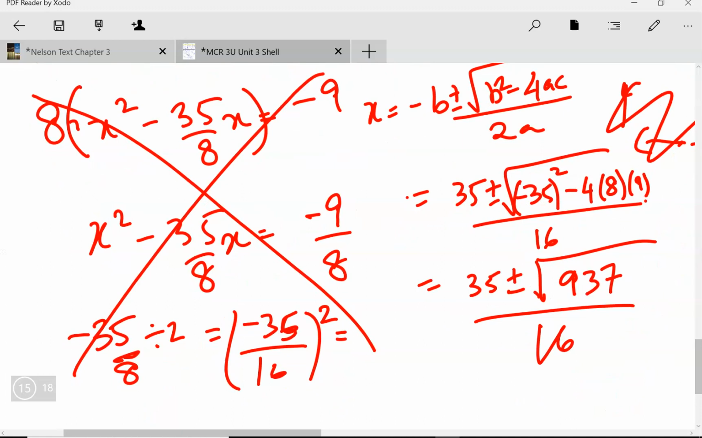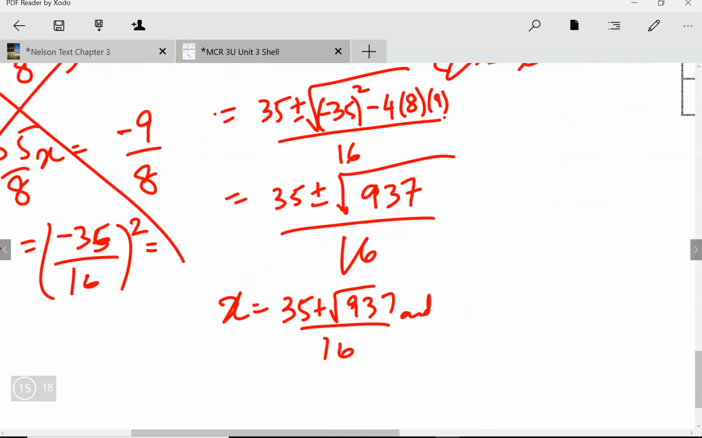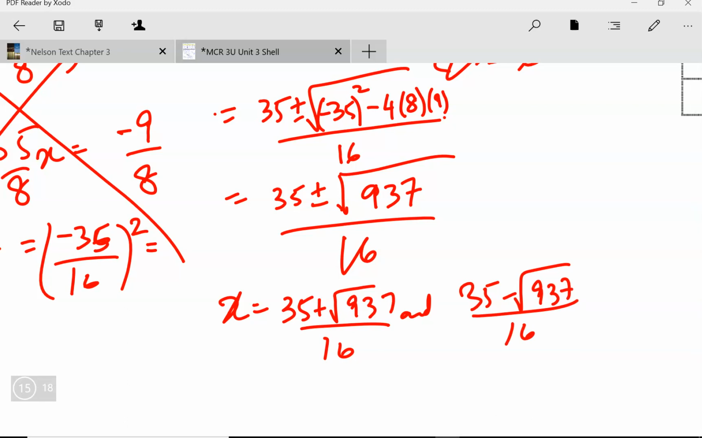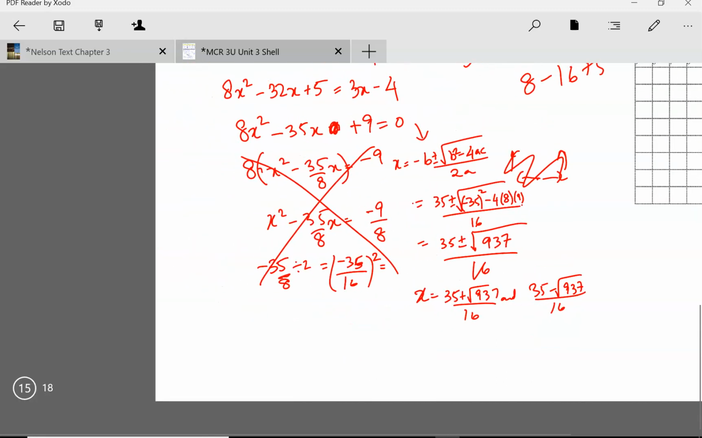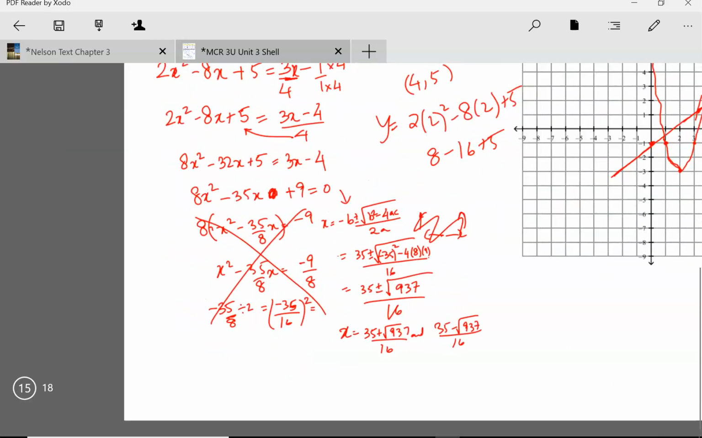So basically, this is my points of intersection. So these are my x values for my points of intersection: 35 plus root 937 over 16, and 35 minus root 937 over 16. Now technically I do have to put that into my expression and come up with my y values, but luckily, I can put it in my line expression, 3 over 4 x minus 1.